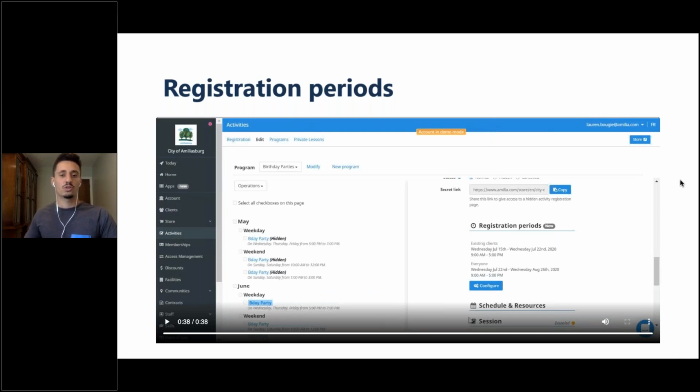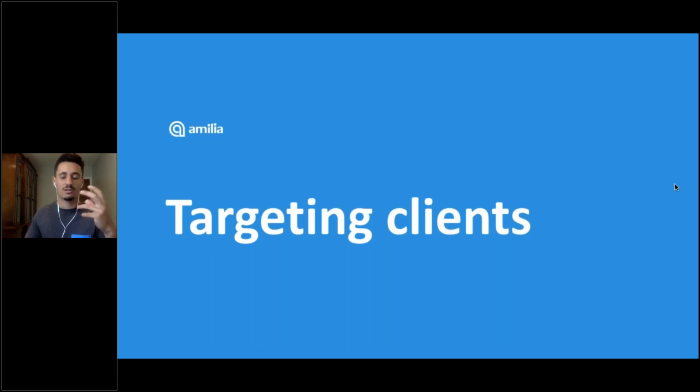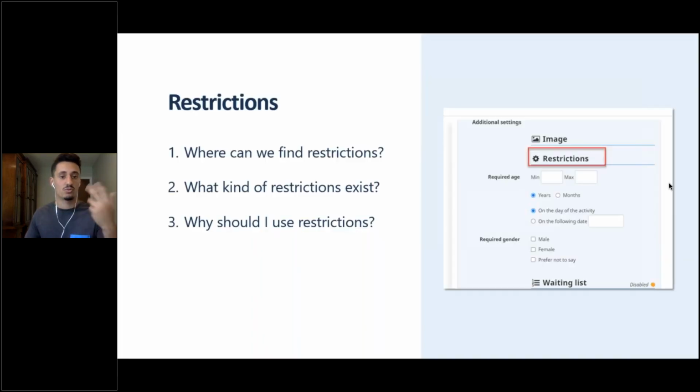Next up, we are going to look at how to target clients and make sure that the correct clients are signing up to the appropriate classes. We can do this through restrictions. Restrictions can be found in the additional settings along with all of the other things you can set up in the activity. And what kind of restrictions exist? There are two: required age and required gender.